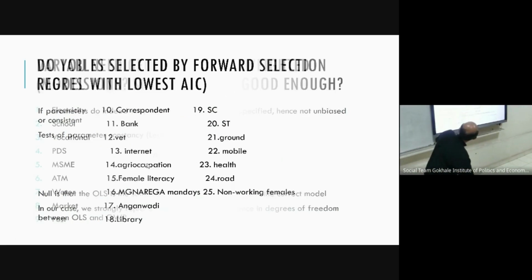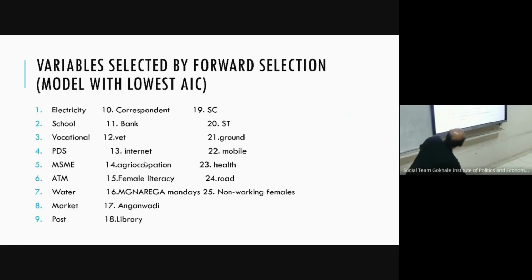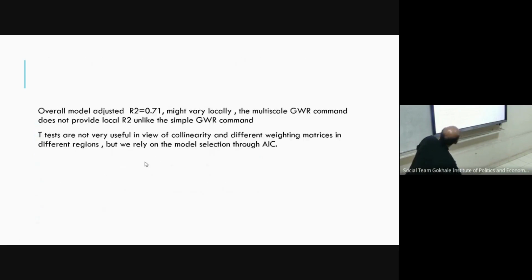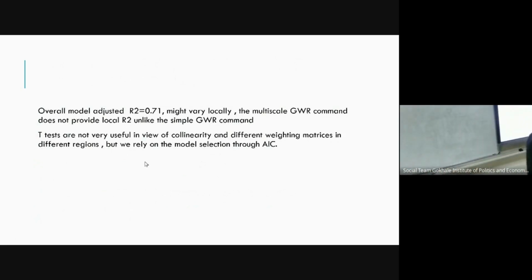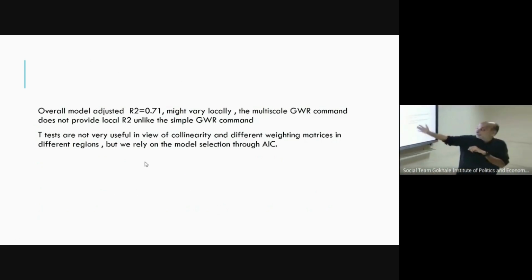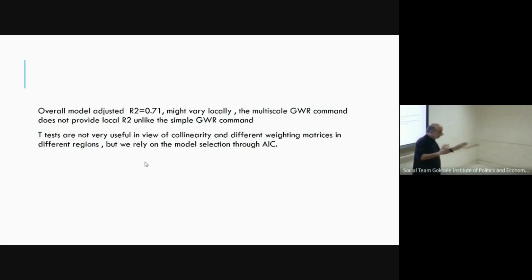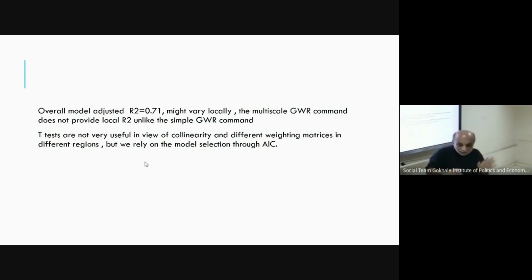Once you do that, a whole host of variables get selected. My overall adjusted R square is quite good, it's 0.71. So about 70% of the variation in malnutrition over space, it's a cross-section regression, is explained by this kind of model. My raw R square is about 0.85 or something. So I get a really good fit. At least the association and the explanatory power of my model is pretty good.